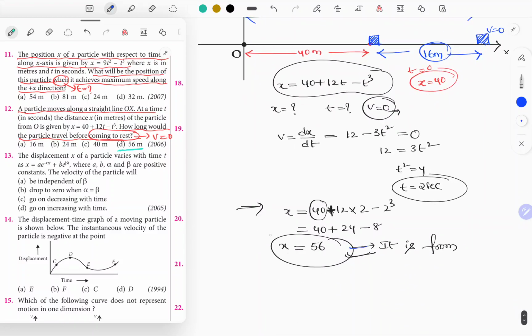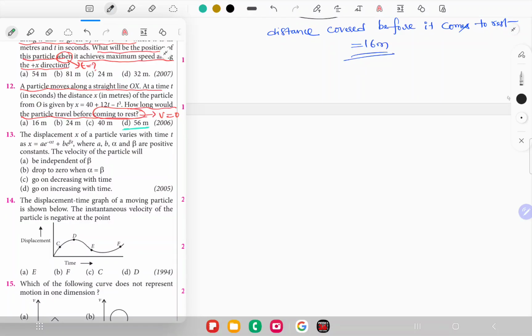That is the answer. This is not wrong. This is the wrong answer. The distance covered by the object before it comes to rest is equal to 16 meter. Hope you understand. So the object position is already at 40 meter. From 40 meter it started its journey. That is the reason before coming to rest position it covers a distance of 16 meter. So which option is the correct option? Option A is the correct option.